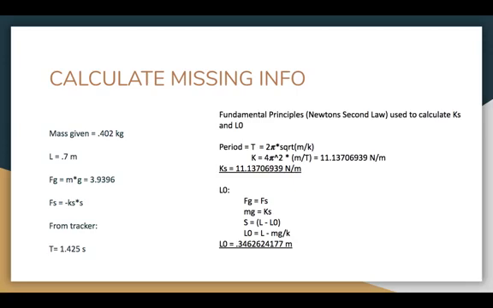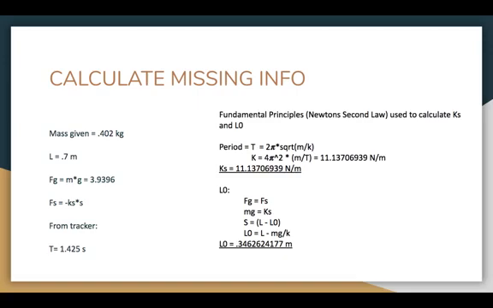Using the fundamental principles of Newton's second law, we calculate the spring constant and L naught, which is the resting length of the spring. So, the time period equals 2 pi square root of m over the spring constant. So the spring constant would equal 4 pi squared times mass divided by the period of oscillation squared, which gives us a spring constant of 11.13.